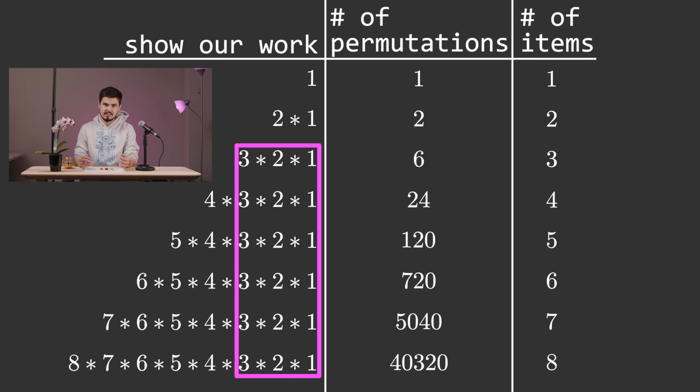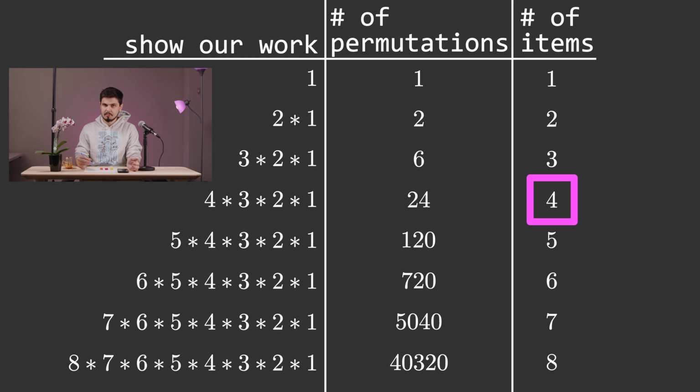For each number in the number of items column, the corresponding number of permutations is equal to that number multiplied by the previous number of permutations in the middle column. The case of 1 is special. There's only 1 way to arrange a set with 1 item.